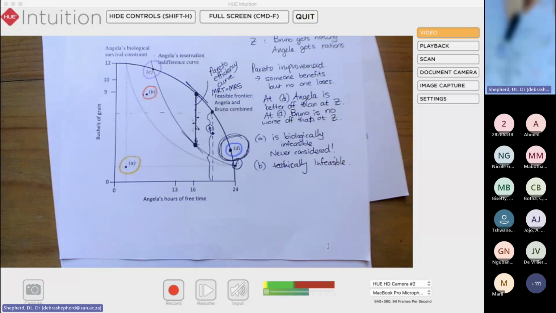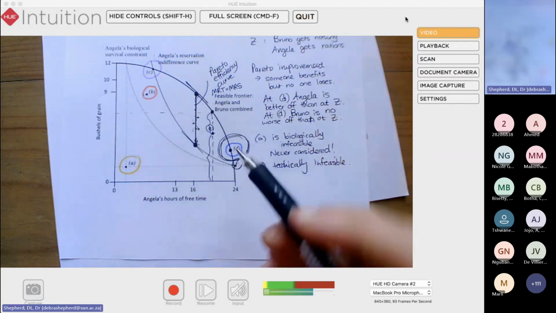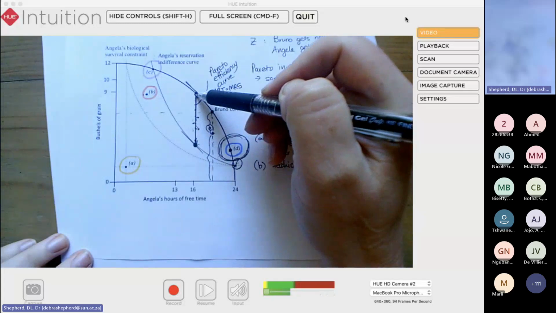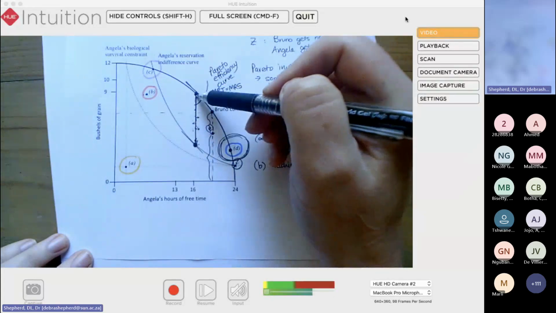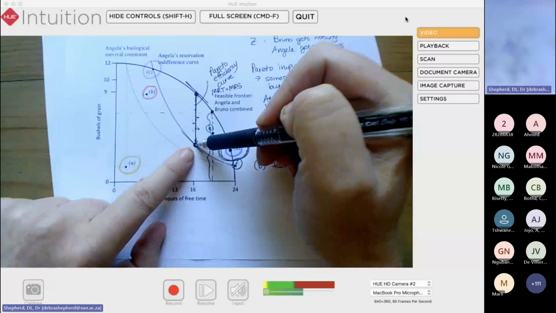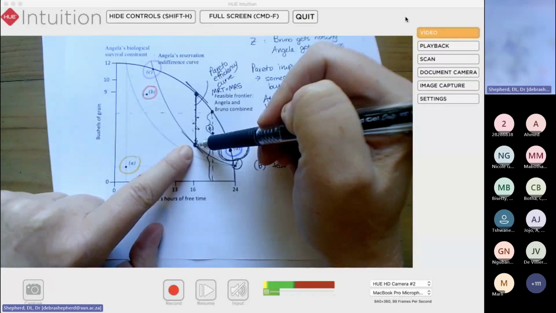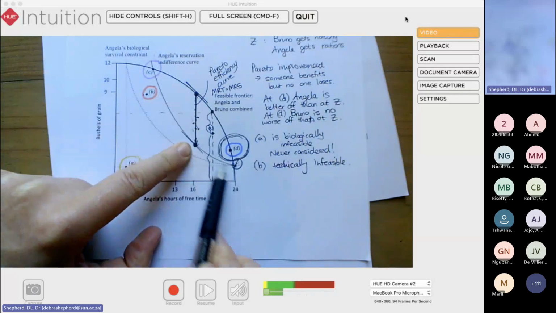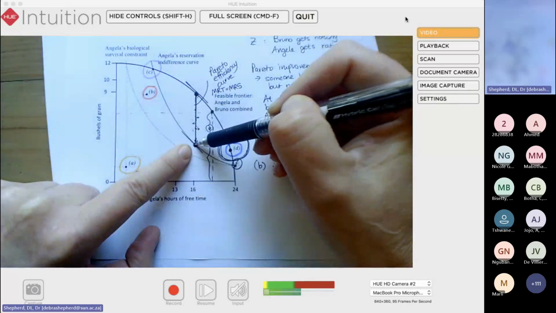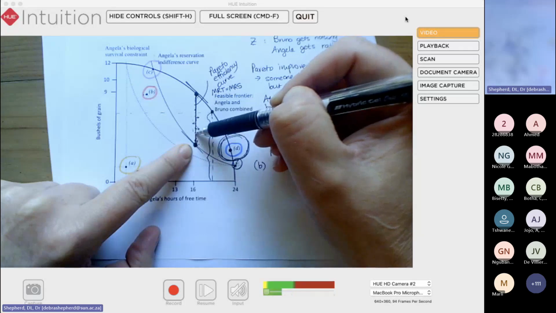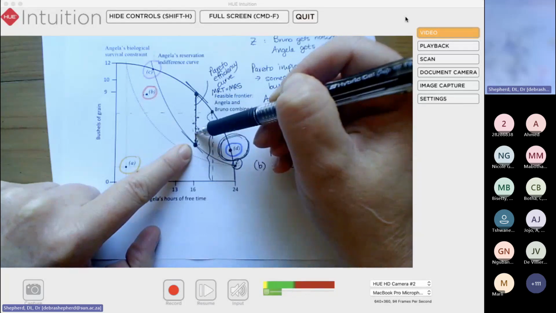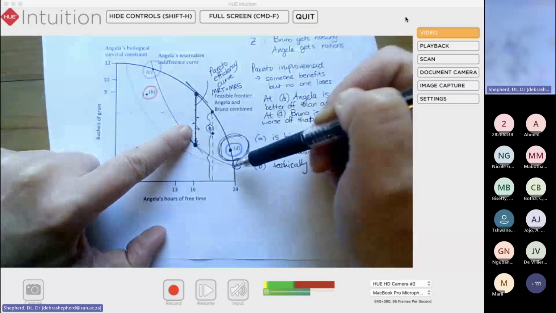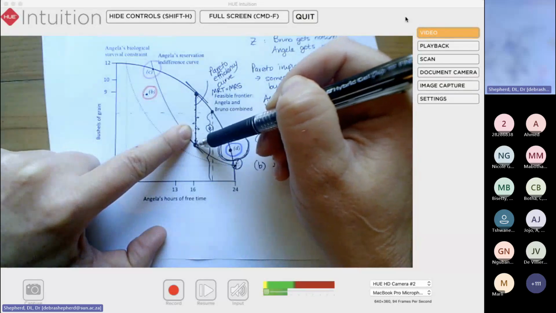There's a question in the chat that says, does that mean the higher on the Pareto efficiency curve, the better off they are? Not exactly. What it means is that the higher up the curve, the better off one person is. So when we're at this point here, at the bottom of the Pareto efficiency curve, Bruno is better off than at Z, but Angela is no better or worse off. If we move up the line, Angela becomes better off, but Bruno becomes worse off. He's better off than at Z, but he's worse off than down here.